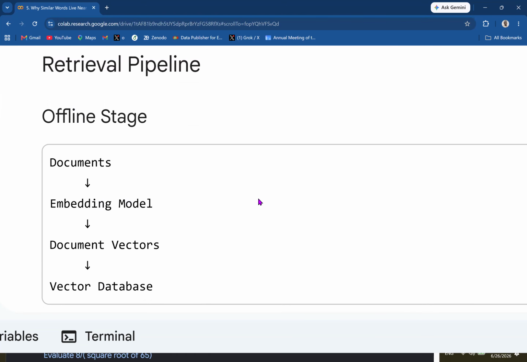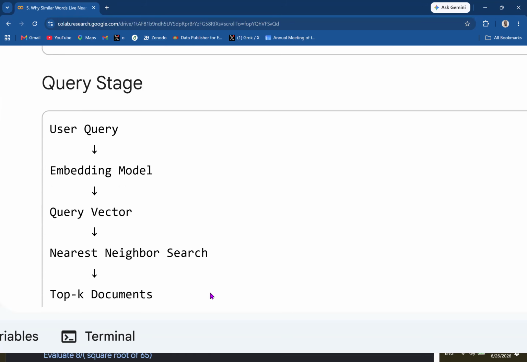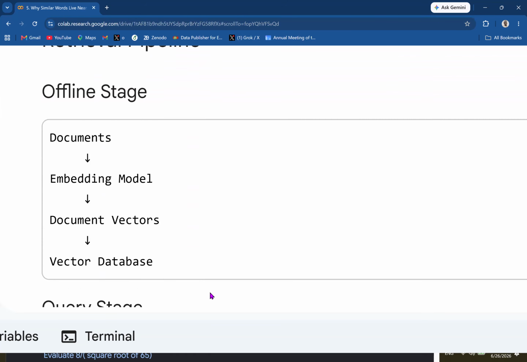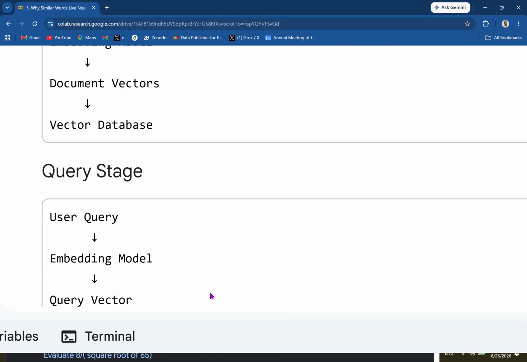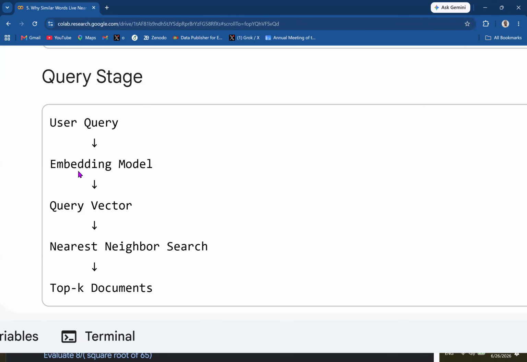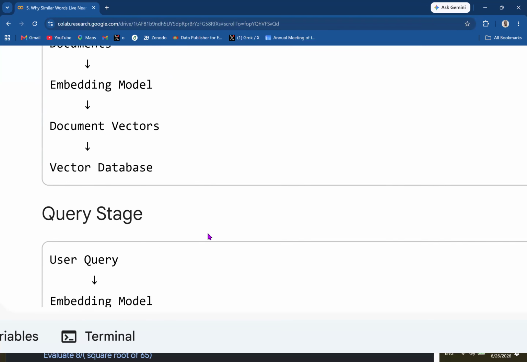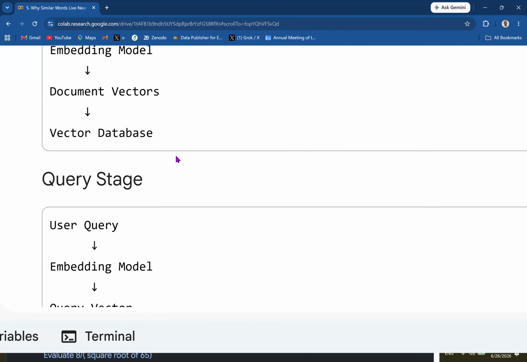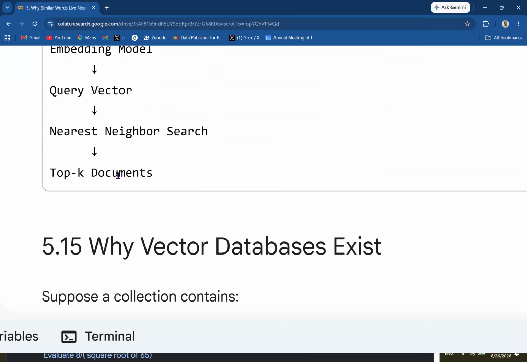At the offline stage, you have the documents, you have the embedding model, you have the document vectors, and you have your vector database. This is maybe what is already in your AI model. Then for the query stage, you have your user query, the embedding model for your user query, the query vector, and then the nearest neighbor search. You're searching for documents that are close enough from the vector database, and then you get the top K documents.